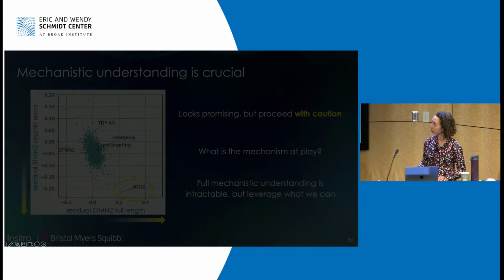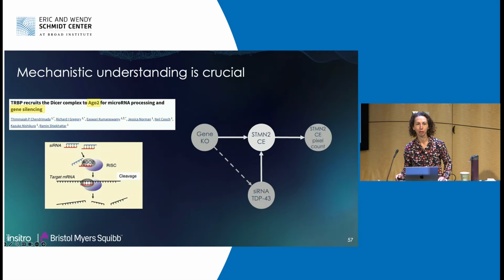And if you look at the literature for AGO2, you will know that it's part of the RISC complex. And what that means is that it actually silences the siRNA's ability to deplete TDP43. That means our ability to create sick cells in the first place. So no wonder it looks so good, right? But clearly, if you took this to the clinic, it would totally fail.